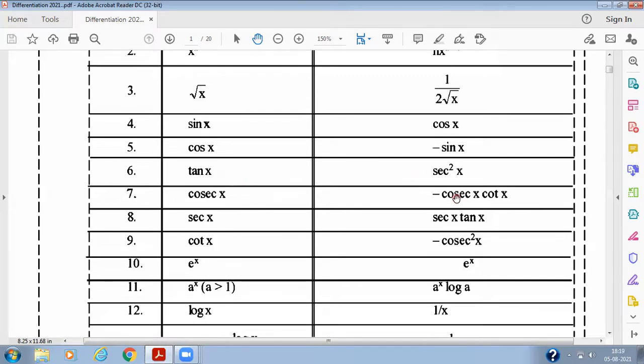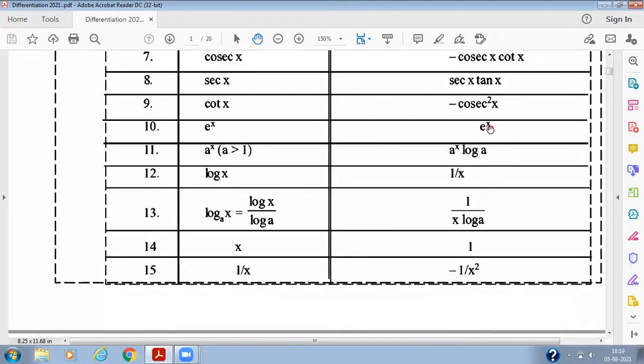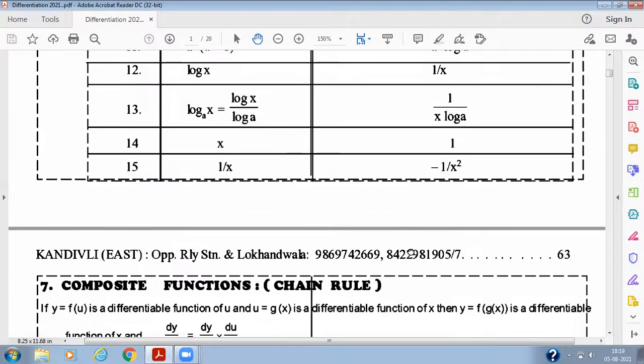Derivative of cosec x is minus cosec x cot x. Derivative of sec x is sec x tan x. Derivative of cot x is negative cosec square x. Derivative of e raised to x is e raised to x. Derivative of a raised to x is a raised to x into log a. Derivative of log x is 1 by x. Derivative of log x to the base a is 1 by x log a. Derivative of x is 1. Derivative of 1 by x is minus 1 by x squared. So we are already familiar with all this list of formulas of derivatives.